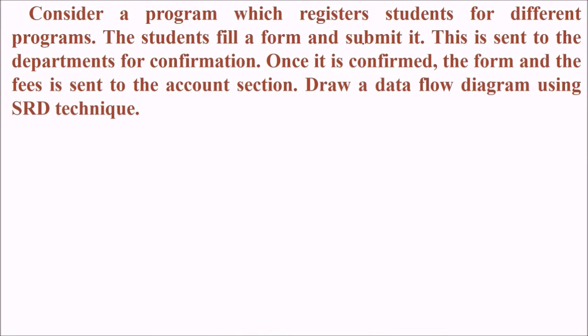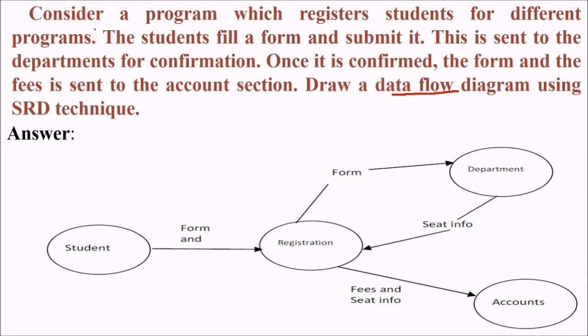Consider a program which registers students for different programs. The students fill a form and submit it. Then this is sent to the departments for confirmation. Once it is confirmed, the form and the fees is sent to the account section. We need to make a data flow diagram using SRD technique. So let us take this. We are making a program which registers students for different programs. So first, a student fills a form and submits it.